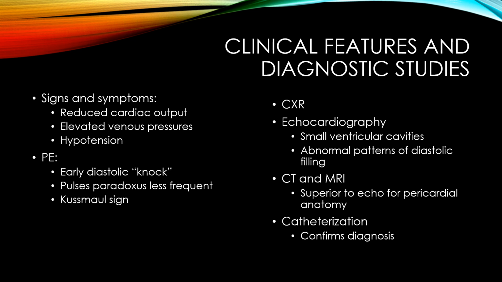So some of the clinical features are reduced cardiac output, so hypotension, elevated venous pressures. All right, so that's in line with what we saw with the tamponade. But some of the things that differentiate it is instead of a muffled heart sound, you'd hear an early diastolic knock because it hits the rigid wall as it's filling up, and it sounds like a knock. Pulsus paradoxus can occur. It's less frequent, but it can occur just like in tamponade. And more commonly, you would see a Kussmaul sign. Again, a Kussmaul sign you can see in tamponade as well, and you see it here in a constrictive pericarditis. And what that is, is the JVD that's been caused by the increased venous pressure.